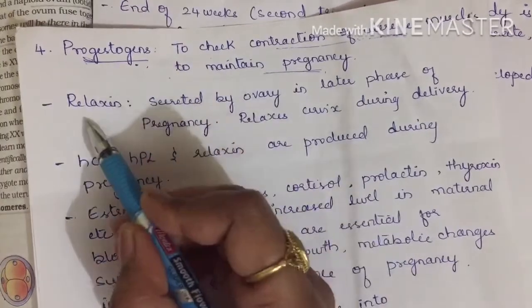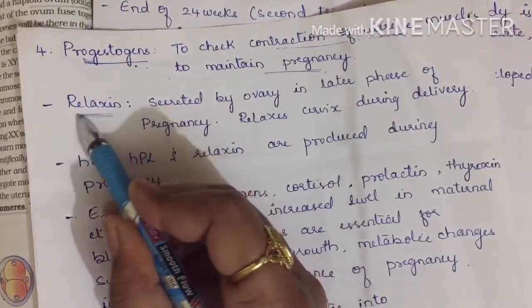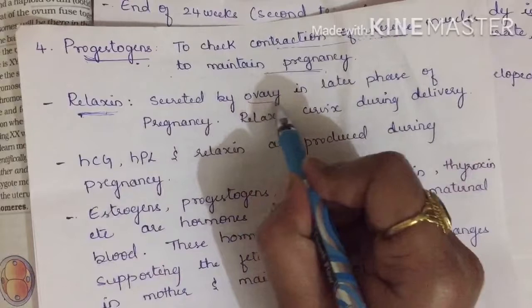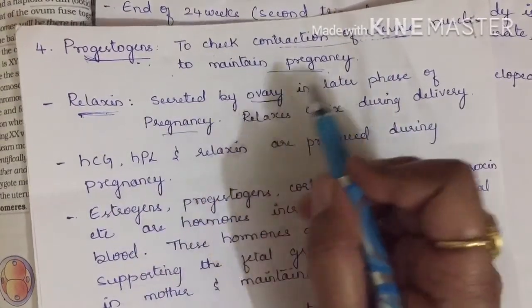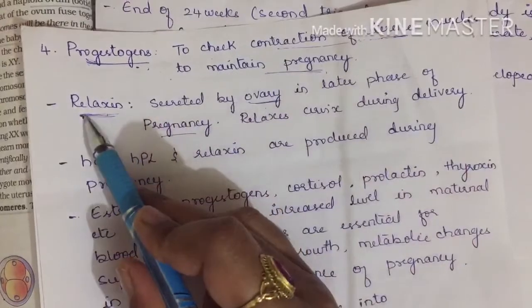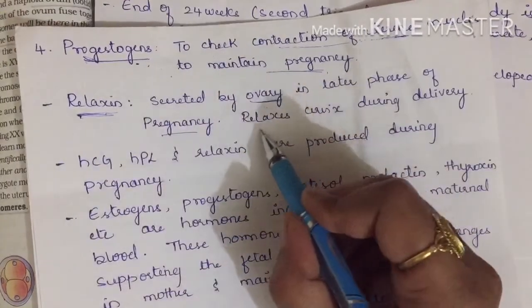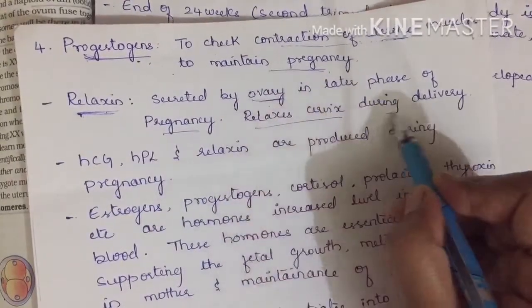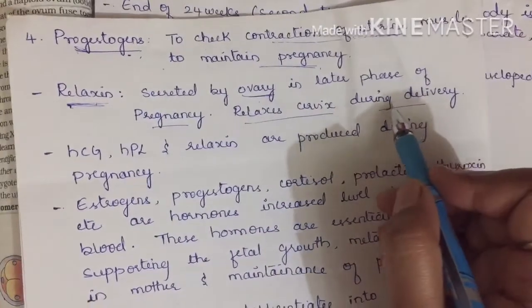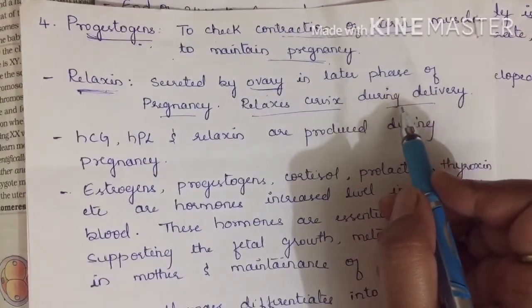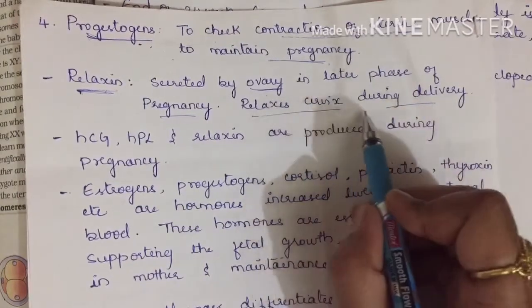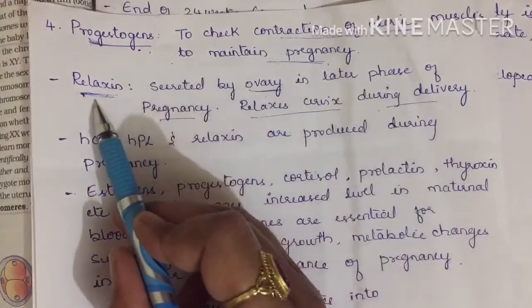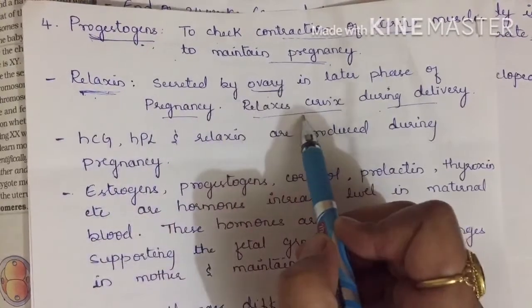Now relaxin. Relaxin is another hormone, but it is not secreted by the placenta. It is secreted by the ovary in the later phase of pregnancy. What is its function? Its function is to relax the cervix during delivery. During delivery of the fetus, the cervix should get relaxed because it undergoes a huge contraction. To stop that contraction, a hormone called relaxin is secreted by the ovary.